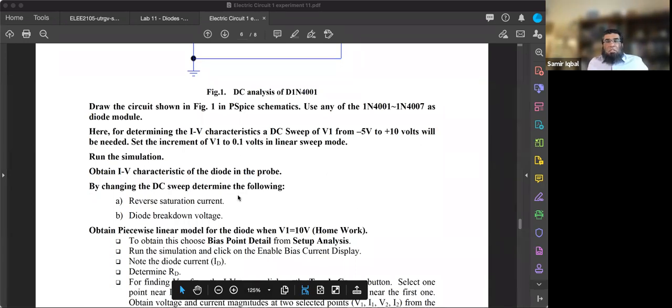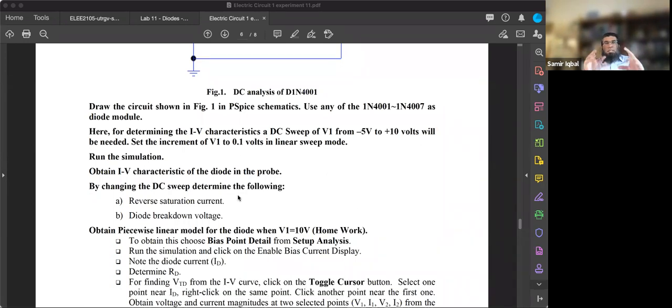All right, so what we will do is now we'll be using the diode and run the simulation, and we'll get the IV characteristics of the diode at the probe. So by changing DC, we will then do the reverse saturation, and we will get it to breakdown voltage. So keep on taking the voltage and you'll see there will be huge current that will come out. So those are the plots that need to be saved for your report, right?